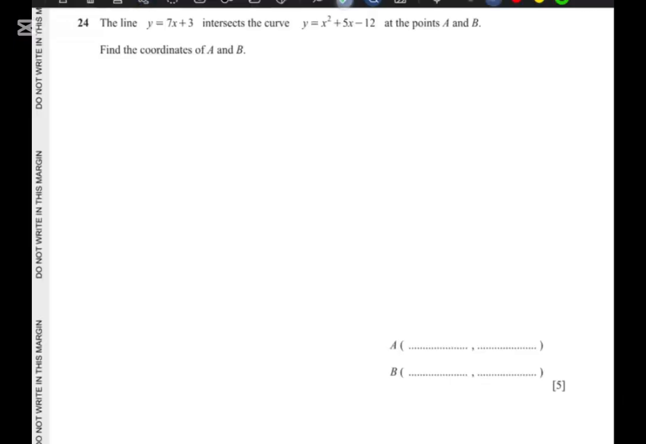Question number 24. The line y is equal to 7x plus 3 intersects the curve y is equal to x square plus 5x minus 12 at points A and B. Find the coordinates of A and B. So here we have a curve equation and a straight line equation, and they are intersecting each other. Both are y, so equate them.